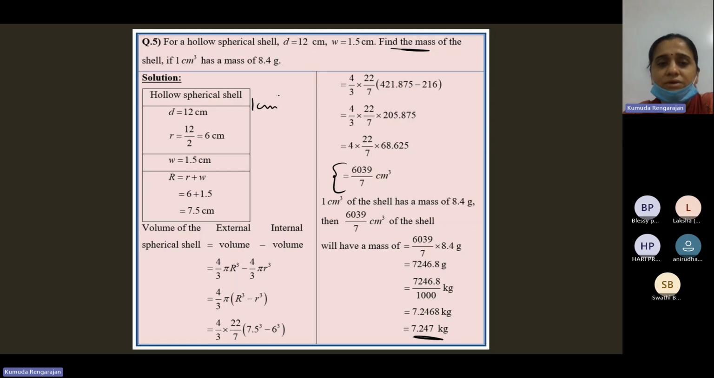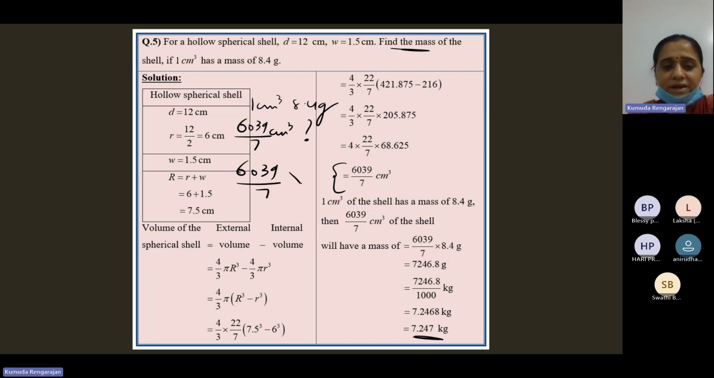1 centimeter cube is 8.4 grams. So 6039 by 7 centimeter cube will be how many grams? So it will be 6039 by 7 into 8.4. On cancelling, you get so many grams. Divide by 1000 to convert it to kilograms. And that's what is work there.